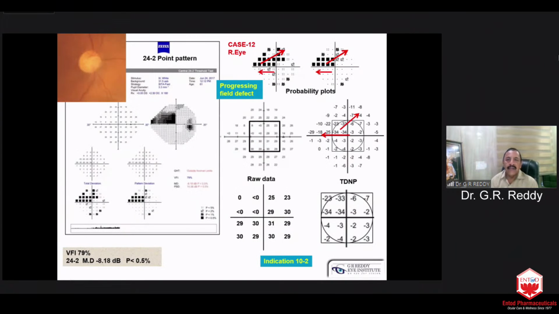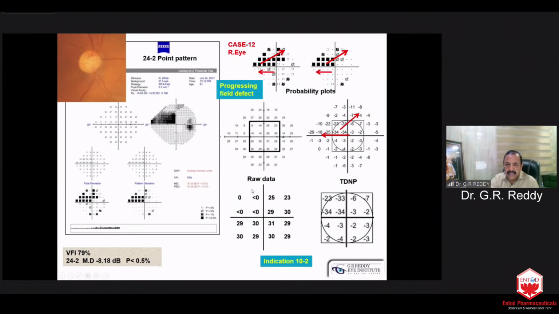This is the 12th case. Once you are seeing a field defect, and this is a nerve fiber defect, and you are seeing an upper nasal scotoma, the upper arcade scotoma, always go and see what is the depth of the scotoma here and where is the deep scotoma. You see, this is the deep scotoma starting at -34, -34, and it is going to the periphery from the center. And you see the 16 points within the 3 degrees, whether there is an indication for 10-2. You always see all these cases are known cases which started within 10 degrees.